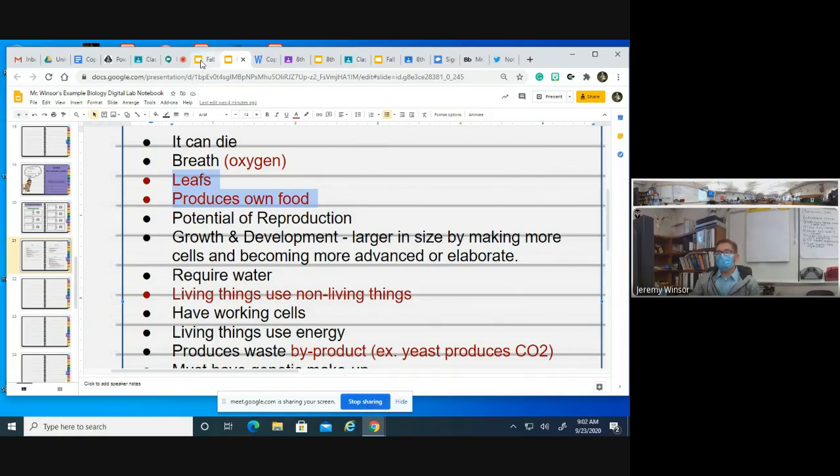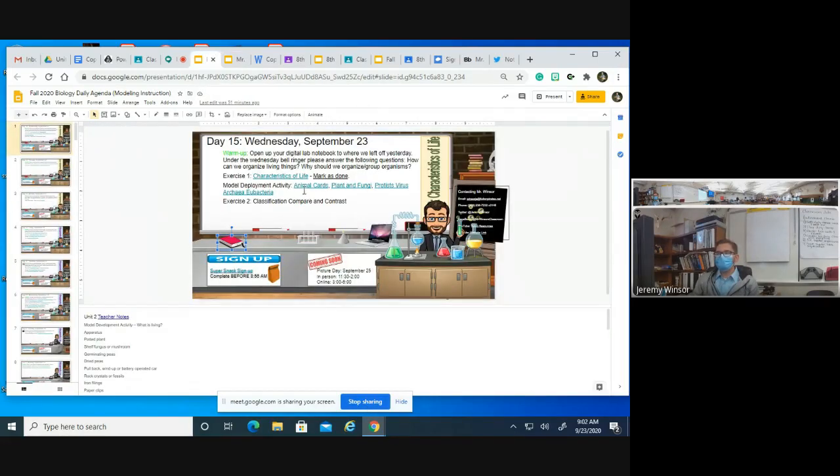So we are going to go back to our daily agenda, our model deployment activity. I would like for you in your lab notebook under the bell ringer to answer this question: how can we organize living things? Why should we organize or group organisms? Under Wednesday's bell ringer.